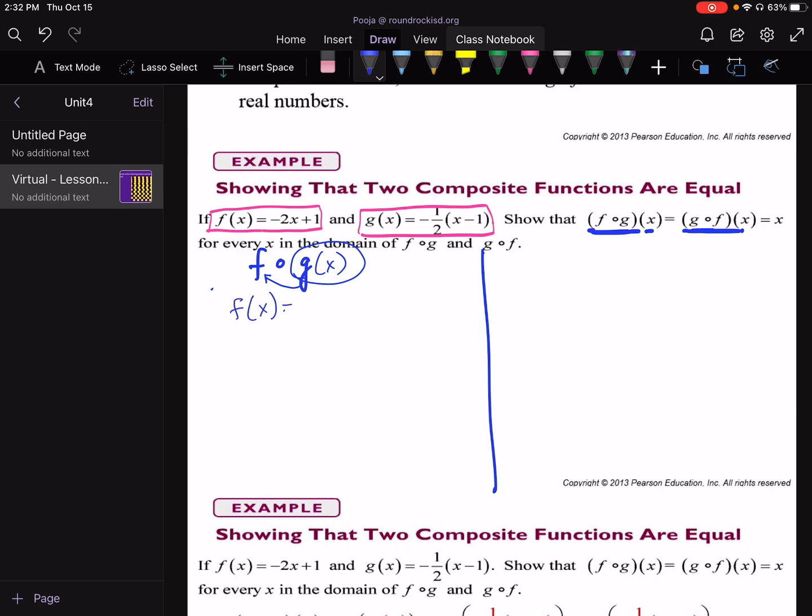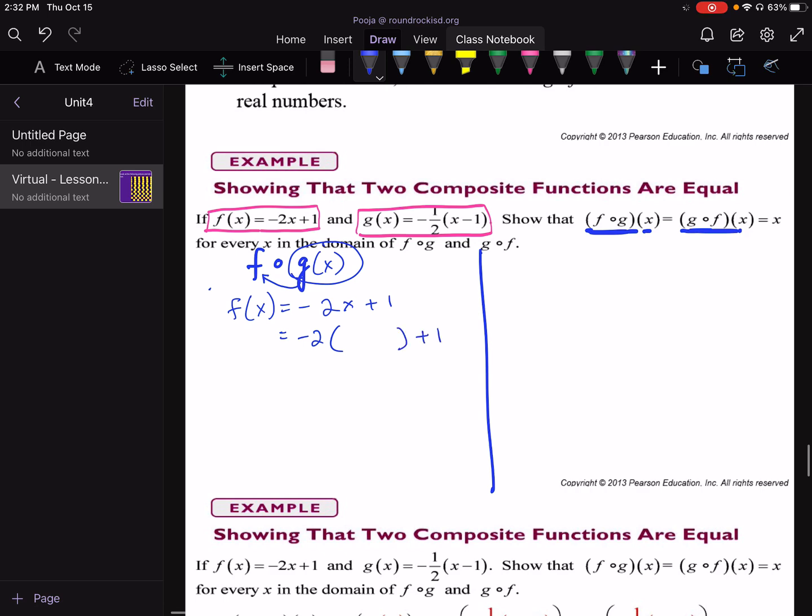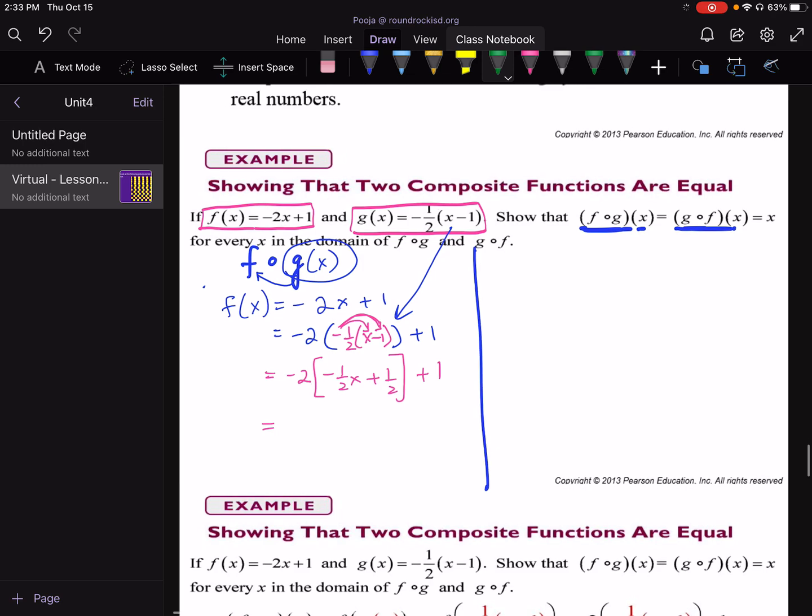So obviously I need the f function first, but then wherever I see x, I'm going to put the g function into it, right? g goes into f. So negative half, oh, and more parentheses there, negative 2. Since we have to get rid of parentheses, I'm going to get rid of the inside parentheses first. The outside one stays. Negative half times x is negative half x, and negative half times negative 1 is half. Now I need to distribute, and since these two are different, I can't combine them, so all I can do is distribute. And then minus 1, and then don't forget there's a plus 1, don't forget that.